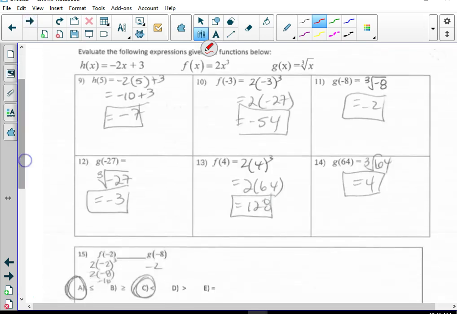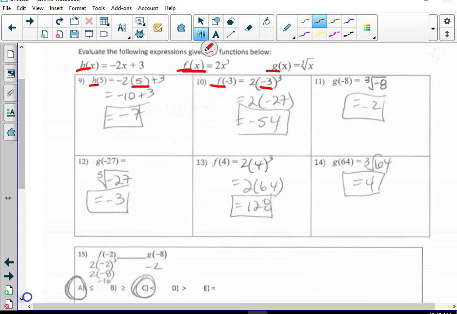Alright. On these, you're literally just plugging them in, but you've got to be careful where you're plugging them into. What you got to pay attention to is there's an H, an F, and a G. So this means plug 5 into H. That's why we have -2 times 5 plus 3, which is -7. This says F, so you're going to plug it in here. So that's why we have 2 times x cubed.